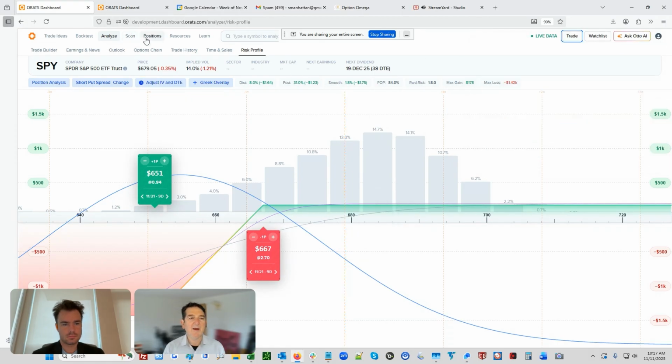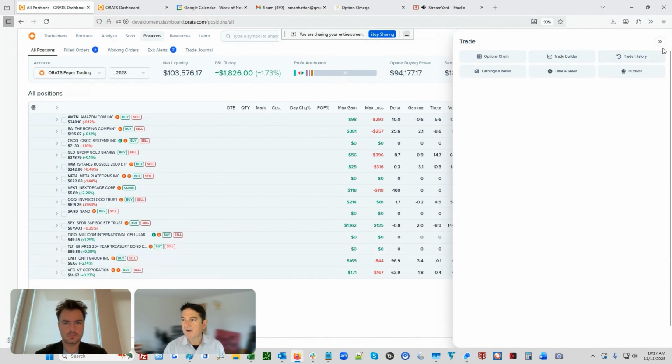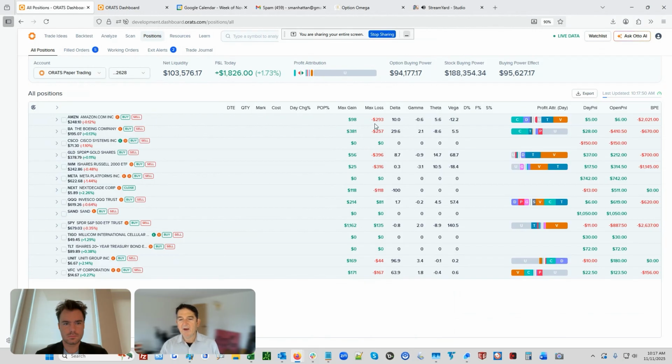Like, I have all these positions. This is my paper trading account, but I have all these positions on, and I could see my max gain and max loss. This is actually pretty good. You could kind of see that. Okay, I'm long, so I have some protection on the downside here. We'll talk about that in a second.